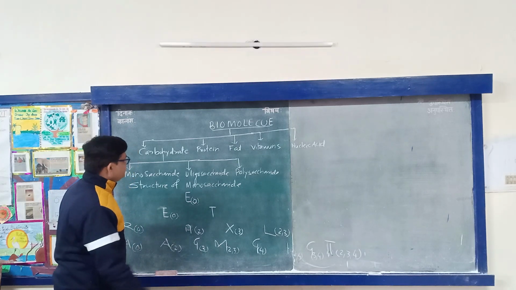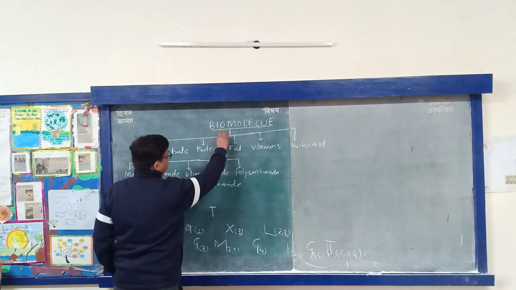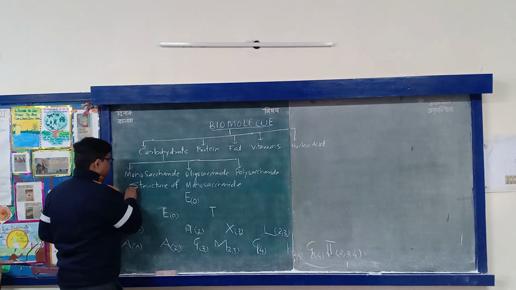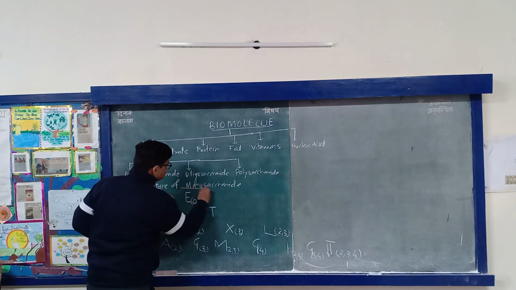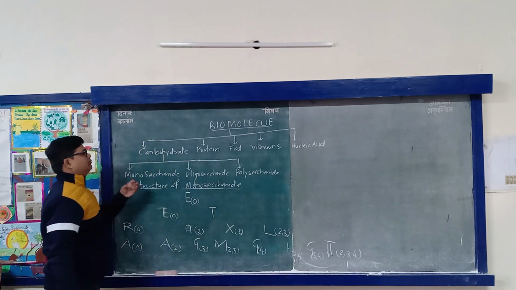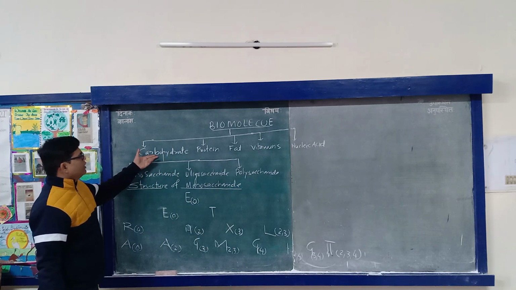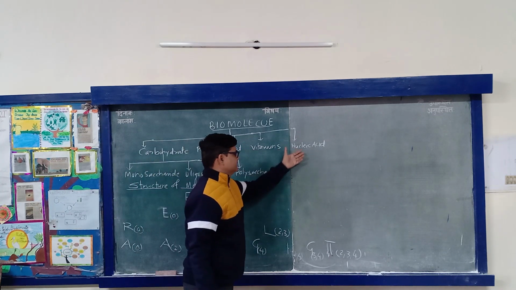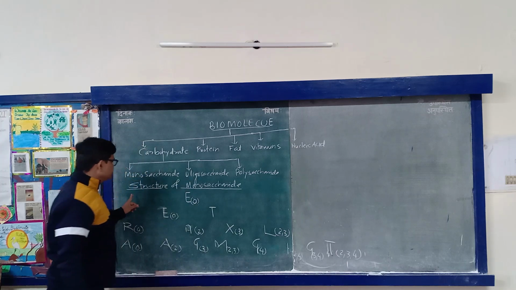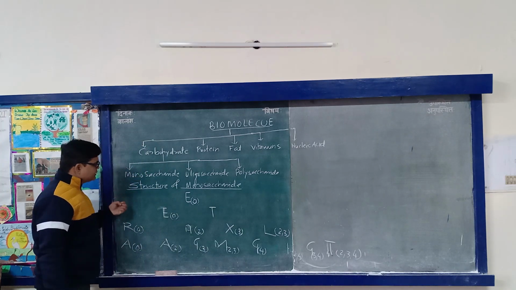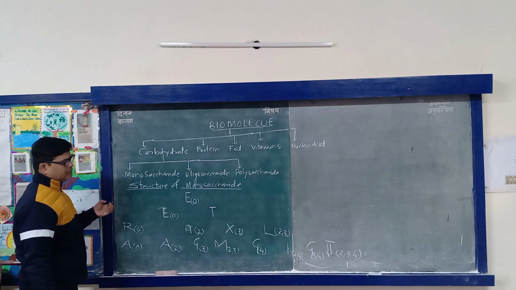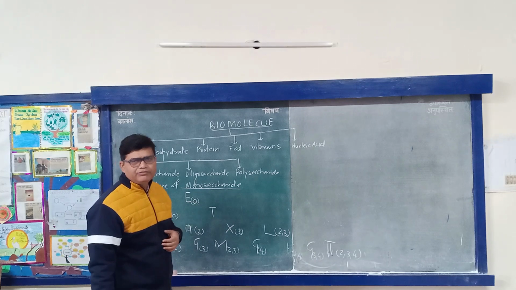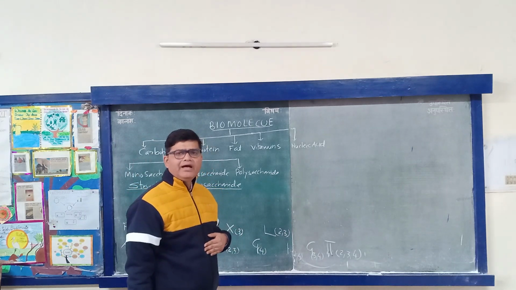Today, in continuation with the biomolecule topic, I am going to discuss the chemical structure of monosaccharides. You know biomolecules include carbohydrates, proteins, fats, vitamins and nucleic acids. So today I am going to discuss the chemical structure of carbohydrates. You know carbohydrates are the aldehydic or ketonic forms of polyhydroxy alcohol.